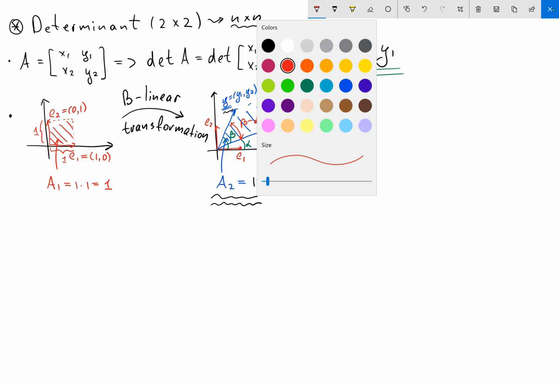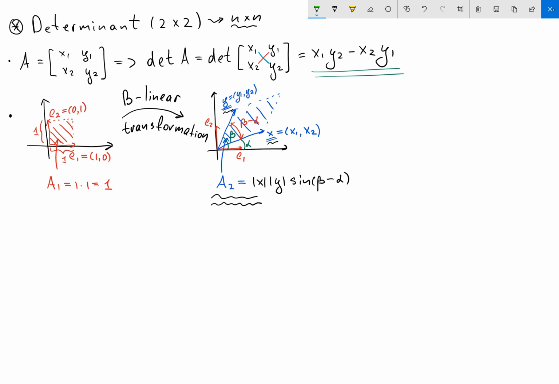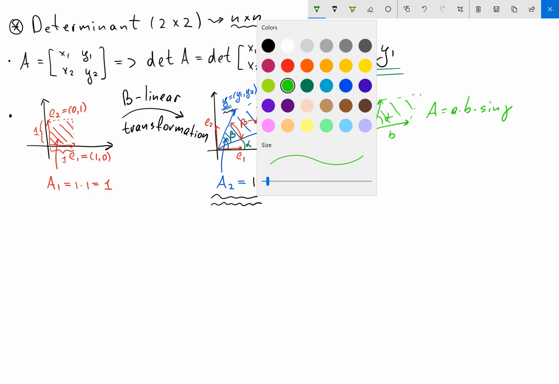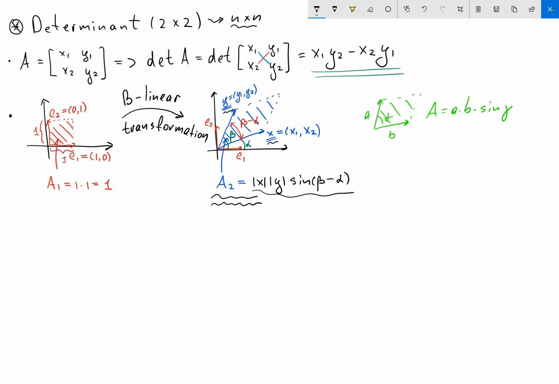Because this is a really famous formula for finding the area of a parallelogram if we have side A, side B, and angle gamma. Then this parallelogram is going to have area equal to A times B times sine gamma. Okay, but why am I using this formula, and how am I going to apply it to prove what my determinant is? I'm going to use the following property.